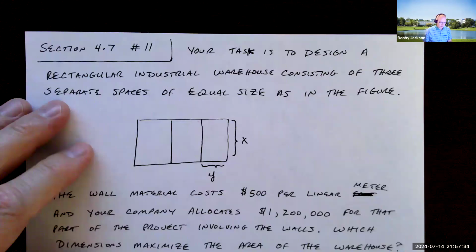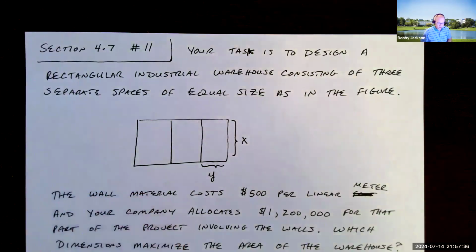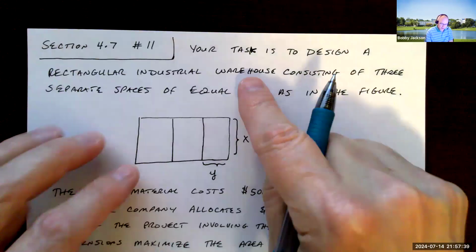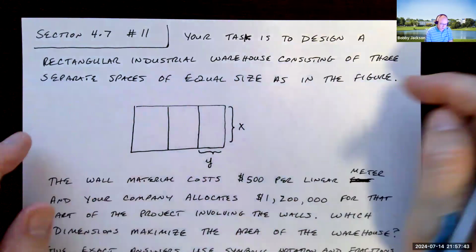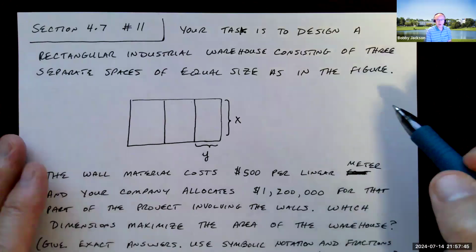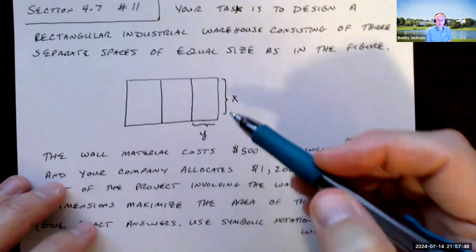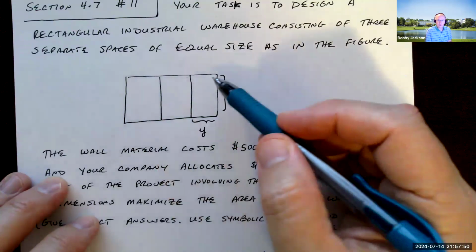Let's take a look at number 11 in section 4.7. In this problem, our task is to design a rectangular industrial warehouse consisting of 3 separate spaces of equal size as shown in this figure. They give us this figure.